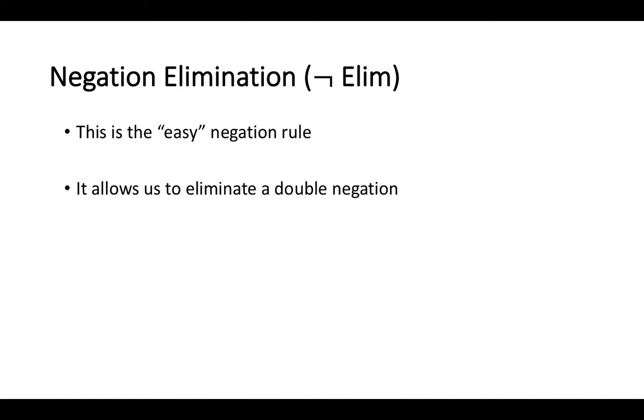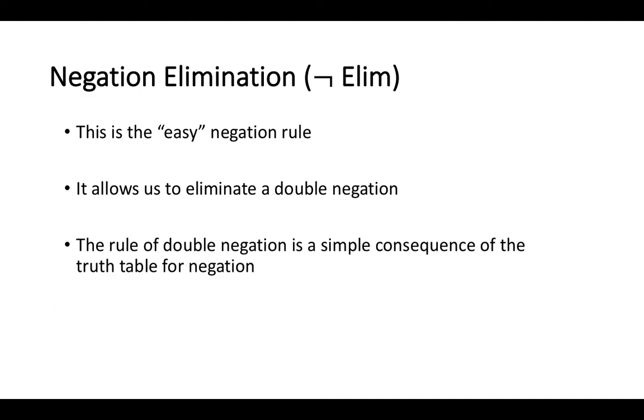So as I mentioned, the rule of negation elimination is really very straightforward. It basically writes into our logical system what is sometimes called the rule of double negation. The rule of double negation depends upon the fact that any sentence P is tautologically equivalent to the sentence not not P. We've already come across this when we looked at the tautological equivalences. It's a simple consequence of the truth table for negation.